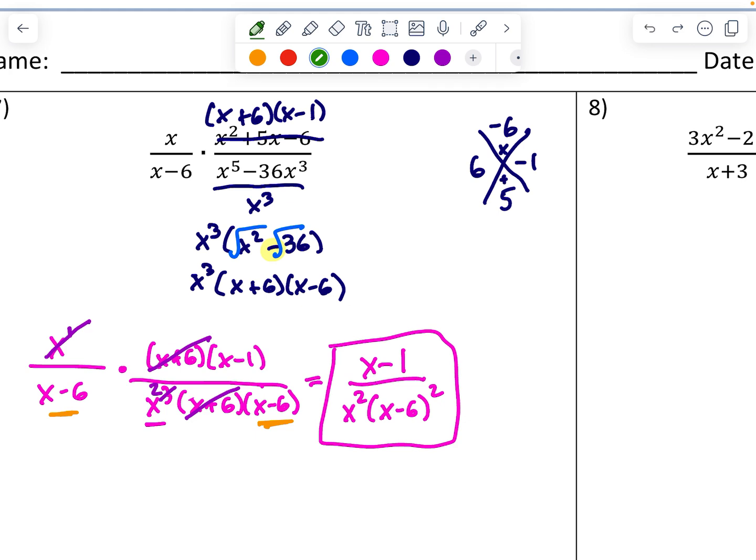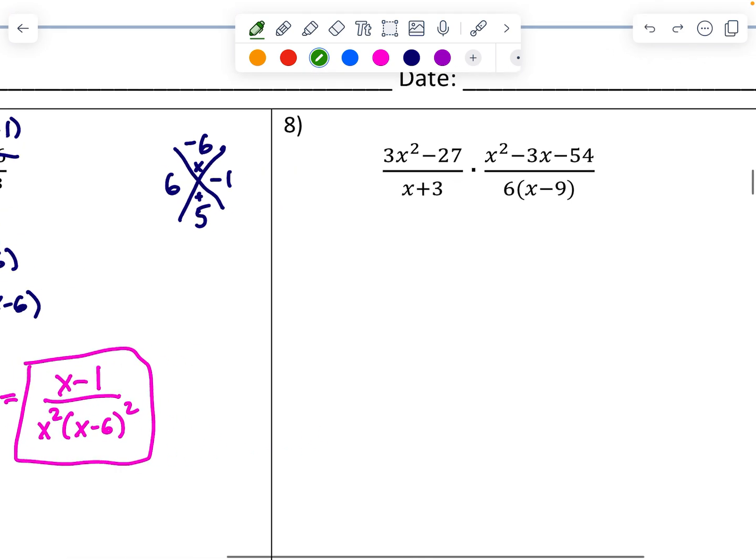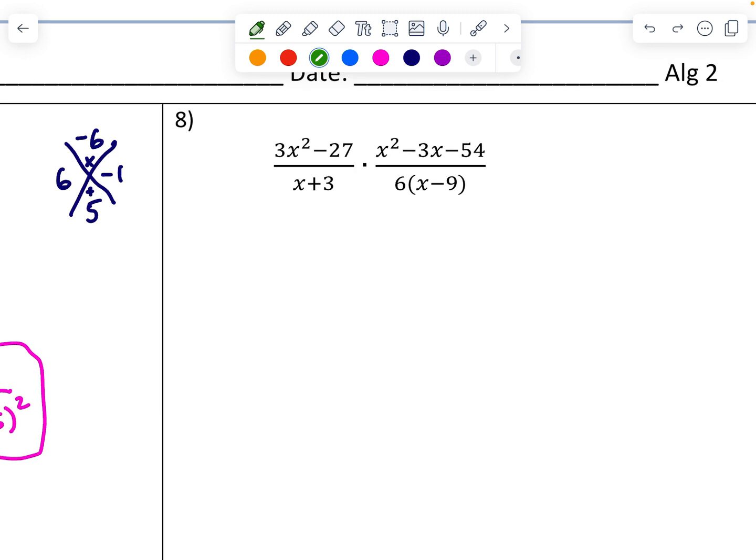So that would be our final answer. All right, looking at number 8. I see a few different factoring things we can do. So the bottoms all look great. The tops, I see a trinomial, so I like to handle those first.